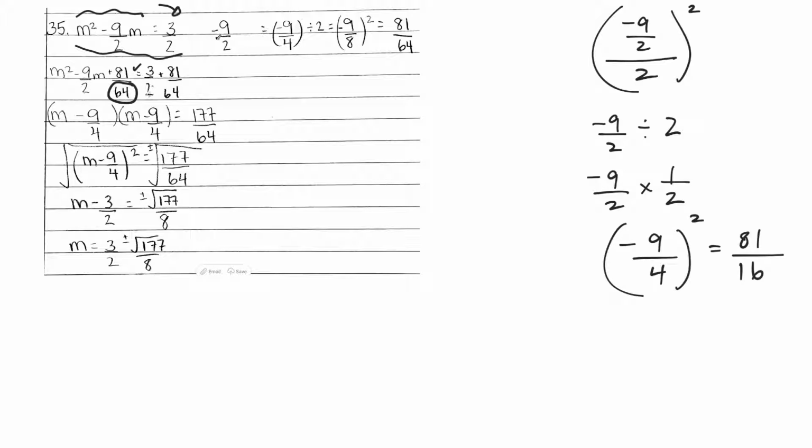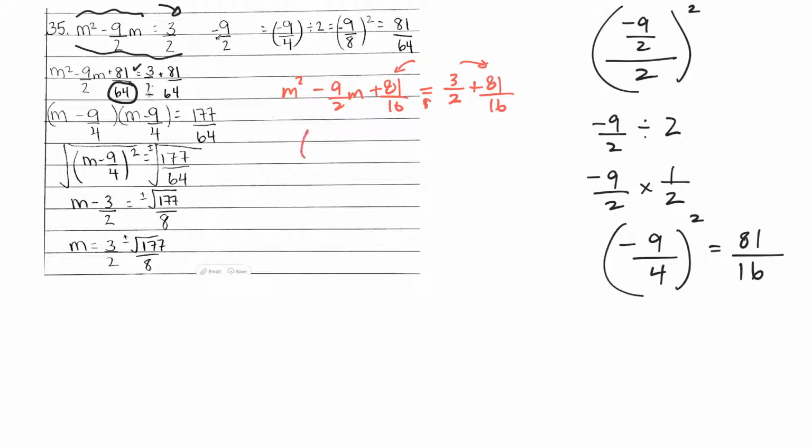Okay, so we should have then m squared minus 9 halves m plus 81 over 16 is equal to 3 halves that is there already. And then if I add 81 over 16 on this side, I have to do the same thing on the other side. If it's on the same side, you would subtract, but if it's on the other side of the equal sign, then you'd do the same thing. Add on one side, add on the other.